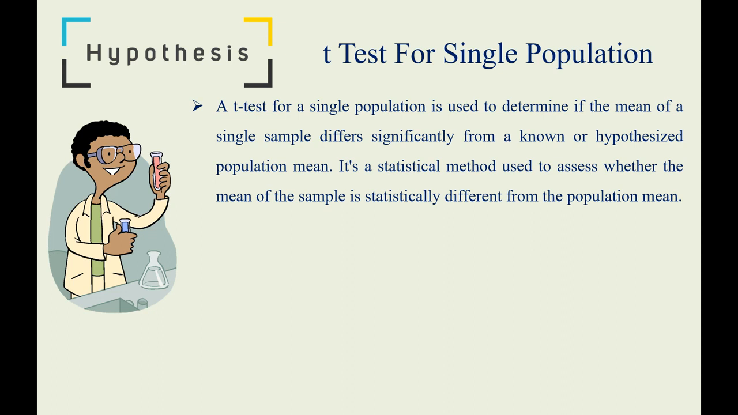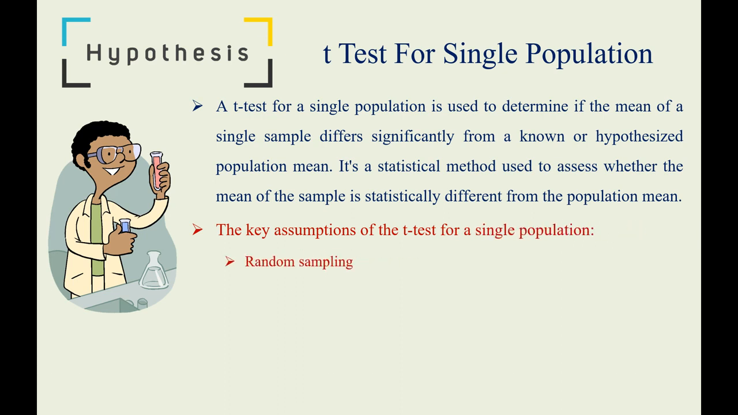Here are the key assumptions of the t-test for a single population. First is random sampling. The sample data should be collected through a random sampling method to ensure that it is representative of the population. Second is normal distribution. The sampling distribution of the sample mean should be approximately normally distributed. Third is interval or ratio scale. The data used in the t-test should be measured on an interval or ratio scale.